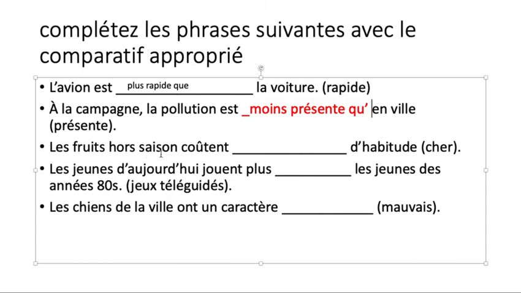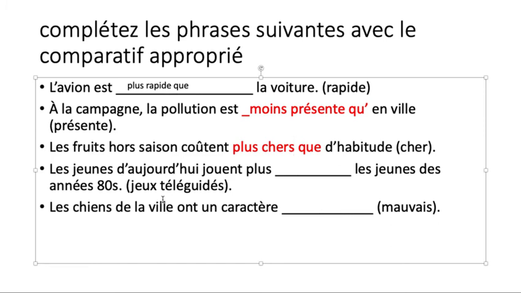Les fruits hors saison, so off-season fruits, if you were to say that. Coûtent, so cost, d'habitude. So obviously they will cost more because they're off-season. Plus cher que d'habitude. But notice here that because I'm talking about the fruits, I need to add my S, since fruits are masculine plural.